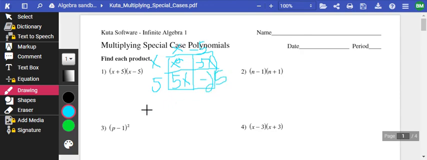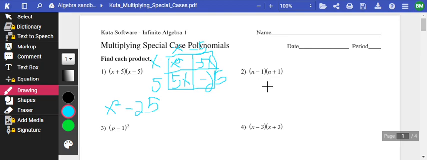Now, when we add our like terms together, there's no like term for x squared, so that goes first. Then 5x minus 5x is 0, so that disappears. So we get negative 25. This means this pattern that I'm seeing here is we just square the first term, square the second term, and put a negative in between. So instead of doing this box each time, we can do this.